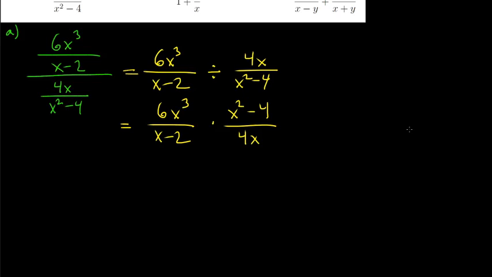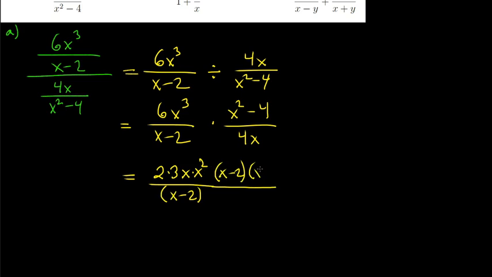Okay. And now just simplify, right? Factor and cancel. Well, the 6 is 2 times 3. We'll factor the numbers as well. And x cubed is x times x squared. Right? x minus 2 is prime. It's just x minus 2. And x squared minus 4 can factor as x minus 2 times x plus 2. Right? a squared minus b squared. And then the denominator here, 4x, is 2 times 2 times x.